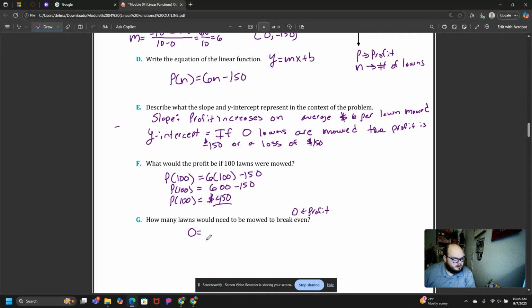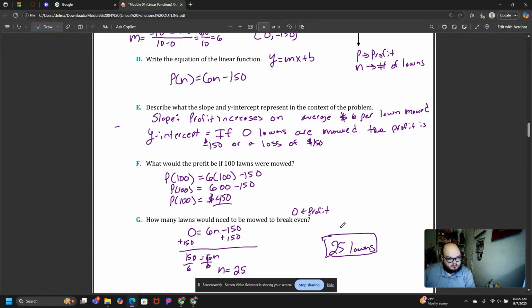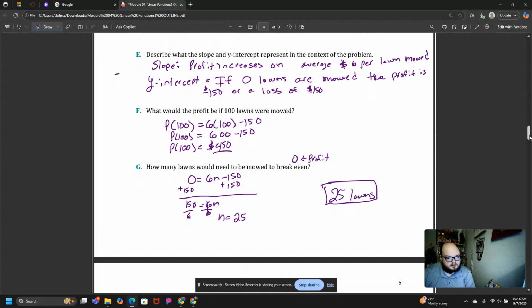Now, break even is when they've made $0 in profit. So we set the profit to 0, and we're going to solve for n, the number of lawns mowed. So first we need to add that 150. So 150 is going to equal 6n. You're going to divide by 6. n is going to equal 25. So they need to mow at least 25 lawns a day to not have a deficit.